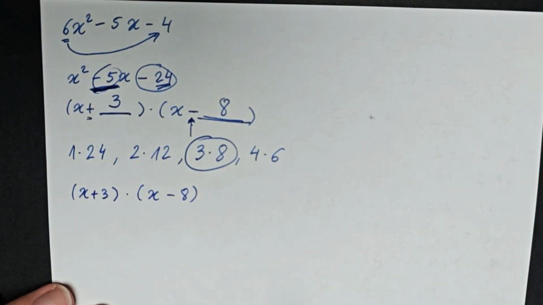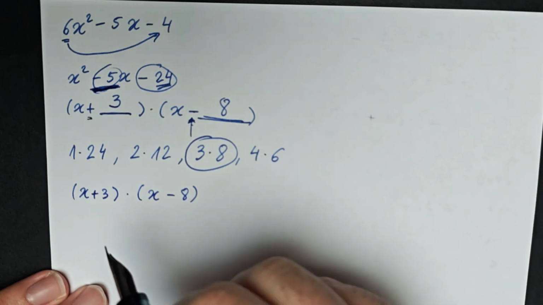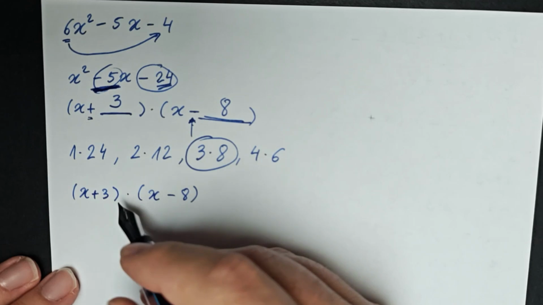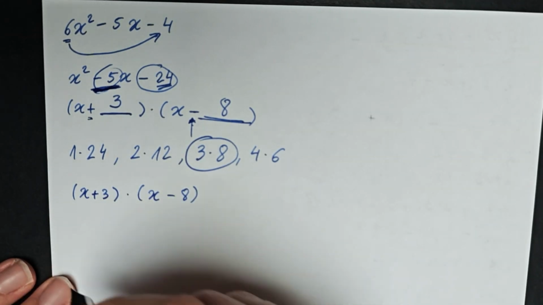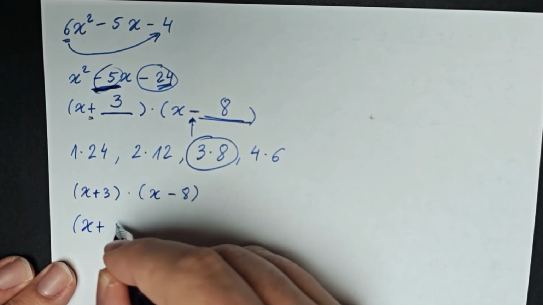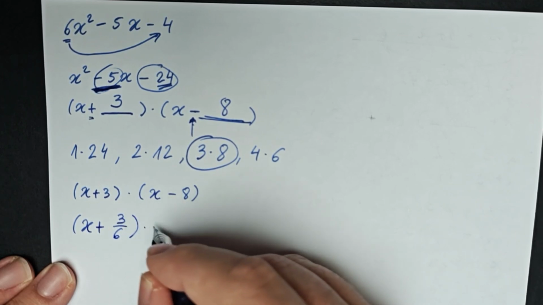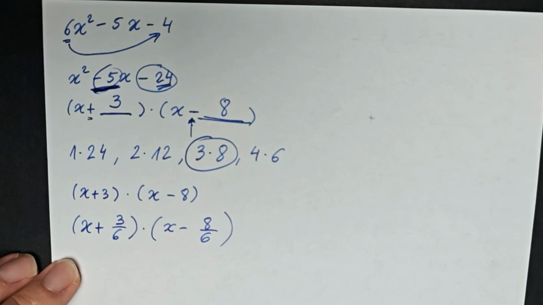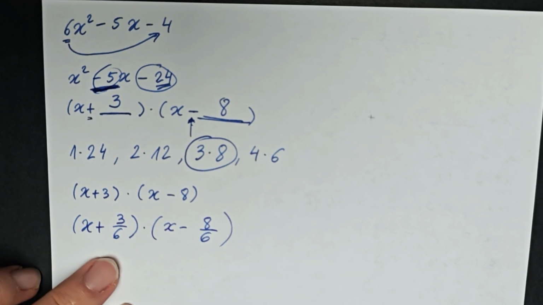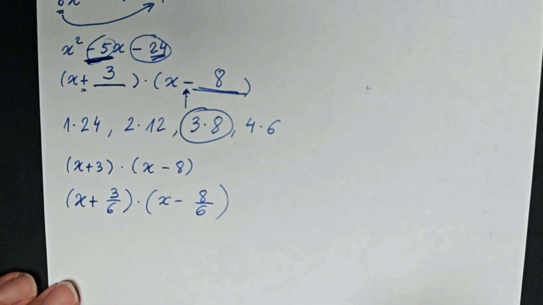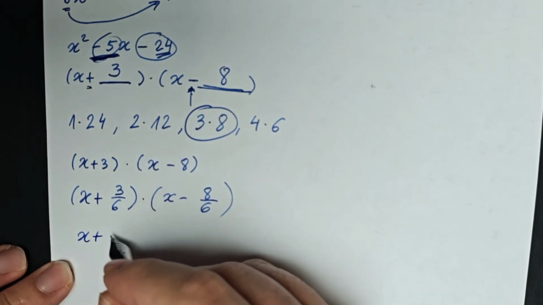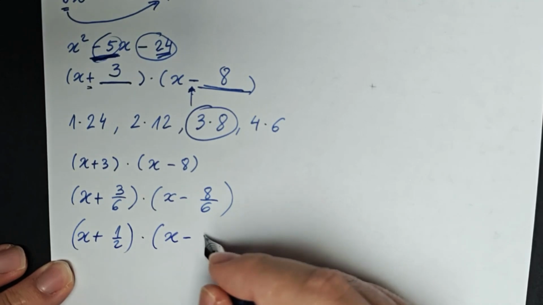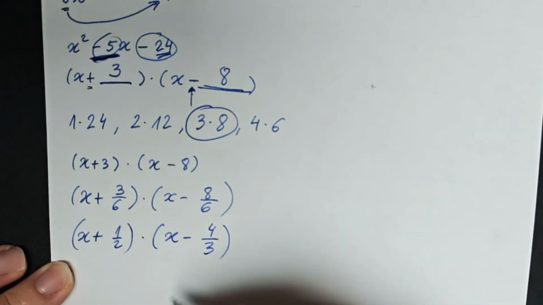Remember that number 6 which we have multiplied by. Now we are going to divide these two numbers, 3 and 8, by 6. So we have x plus 3 over 6 multiplied by x minus 8 over 6. By reducing 3 over 6 and 8 over 6, we get 1/2 in the first case, and in the second case we get negative 4 over 3.